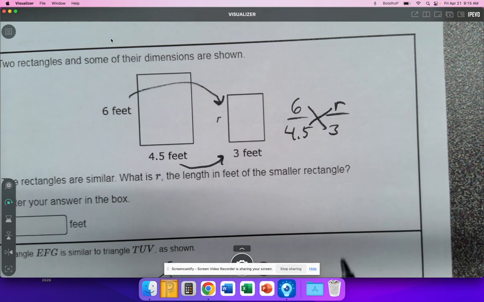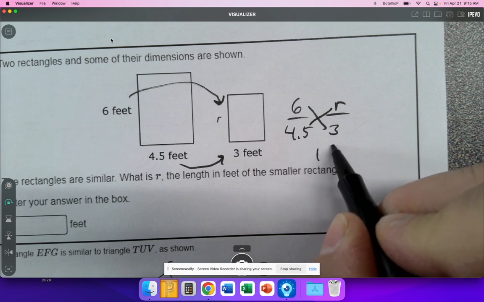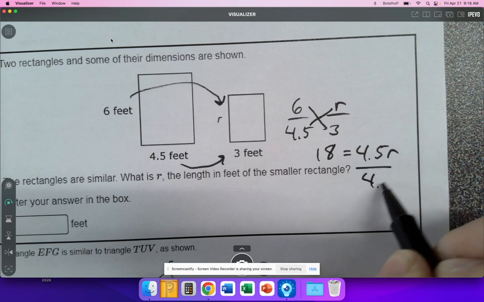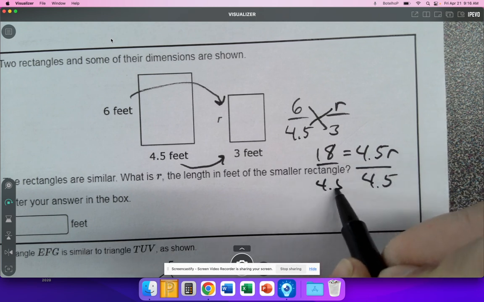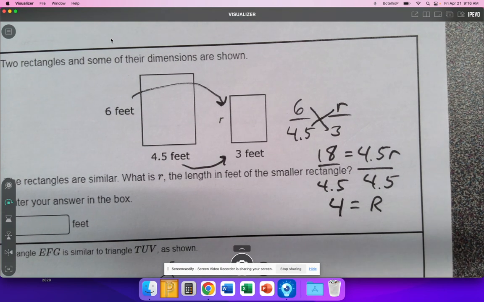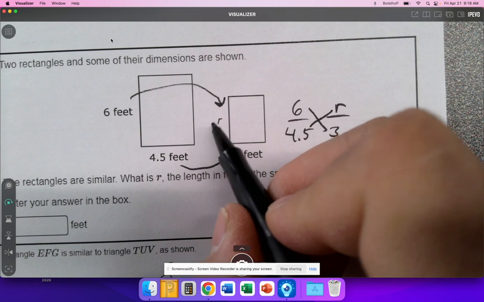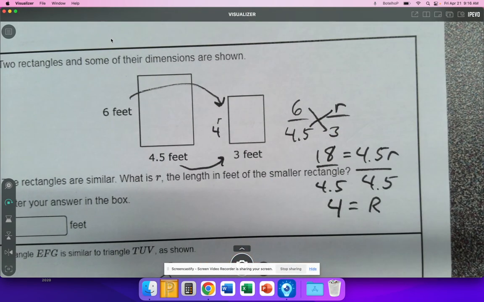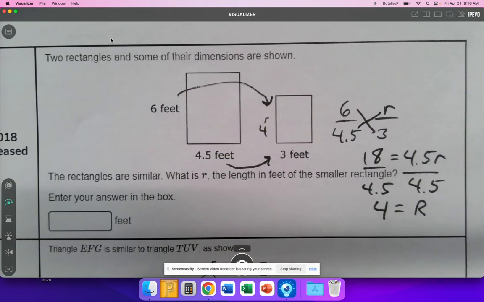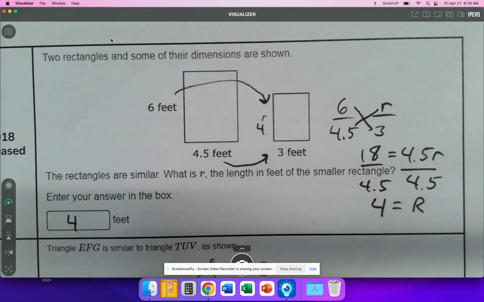Now when I cross multiply and divide, I get 18 equals 4.5r. Divide each side by 4.5, of course, and that is actually going to be r is equal to 4. And if I put my answer back in, that makes sense here: r is equal to 4 feet. So again, remember, similar figures are proportional, so you can always set up a proportion. Remember, they are not congruent, though. Congruent figures are exactly the same.